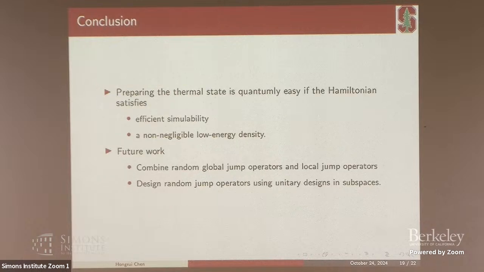In conclusion, what I have presented is a new class of Hamiltonians where the task of preparing thermal states is quantum easy. The Hamiltonian should satisfy two conditions. First, we have an efficient simulation algorithm for the Hamiltonian, because we use this in the algorithm. And second, it has a non-negligible low energy density, meaning the quantity R beta is not exponentially small. Mathematically, this gives a very elegant condition on what kind of thermal states can be prepared. But physically, this may not be very interesting because it excludes many interesting cases.